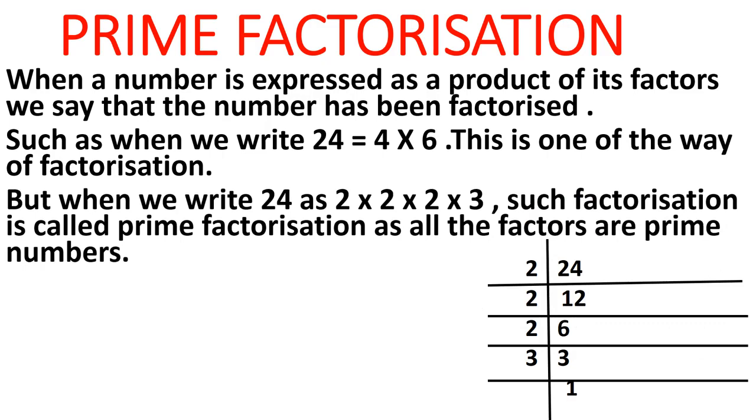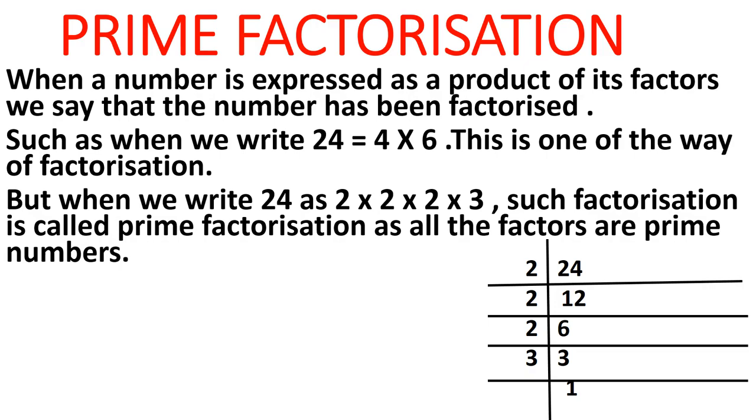2 1s are 2, 2 2s are 4. Then again 12 is possible to divide by 2. 2 6s are 12. Now divide 6 again by 2. 2 3s are 6. Now divide 3 by 3. 3 ones are 3. So how do we write down the prime factorization of 24? It is 2 multiplied by 2 multiplied by 2 multiplied by 3.